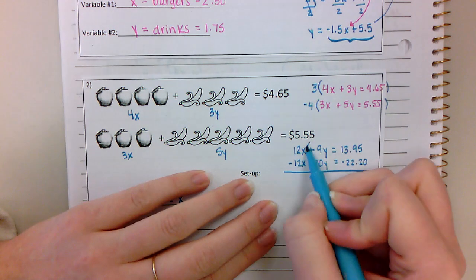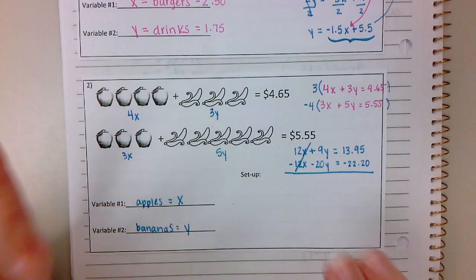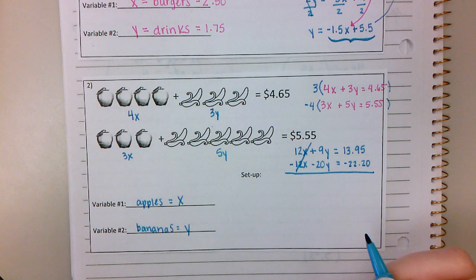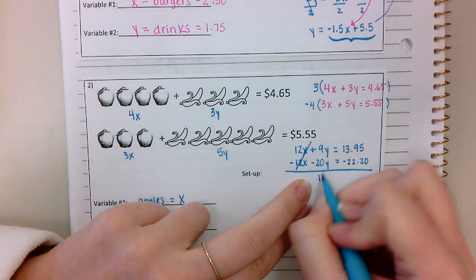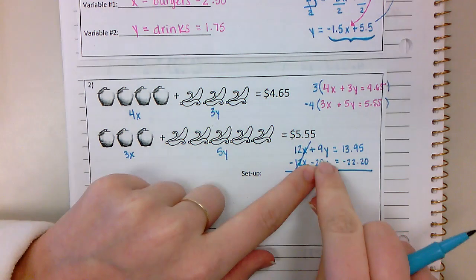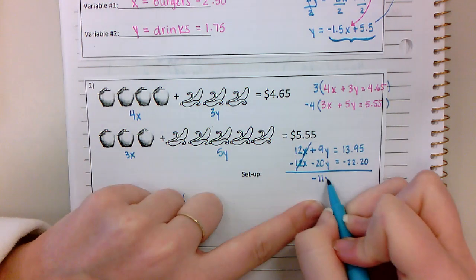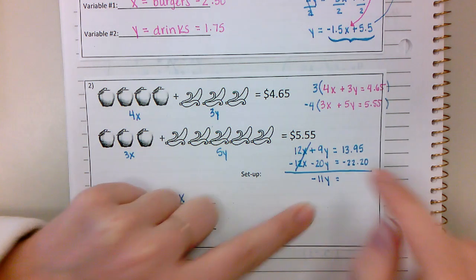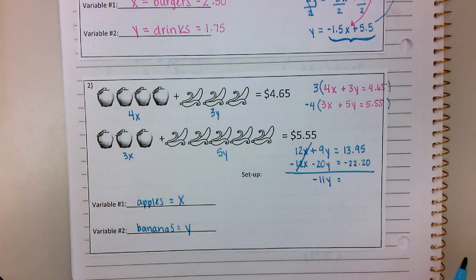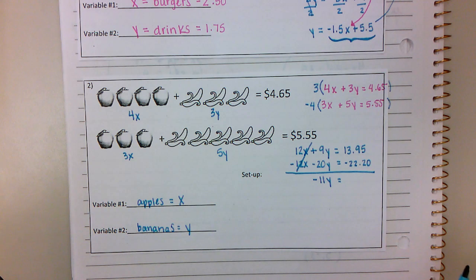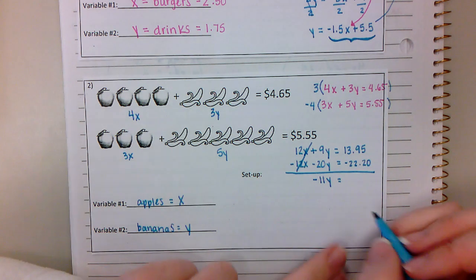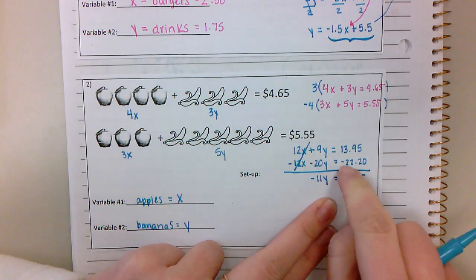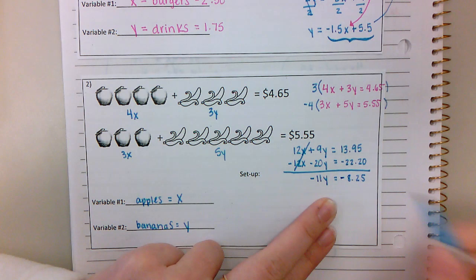Now I can eliminate my x's completely and just solve for y's. 9 minus 20, if that confuses you, do 20 minus 9. And it's 11. And then you keep the sign of the bigger number. Well, 20 is bigger than 9, and it's negative. So we're going to keep that. Bring down your y, and then do the same thing here. Flip them, find the difference. 22.20 minus 13.95 is 8.25. And keep the sign of the bigger number. 22.20 is bigger, and it's negative. So our answer is negative.